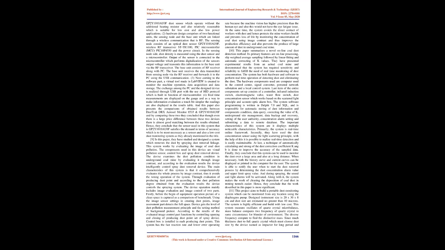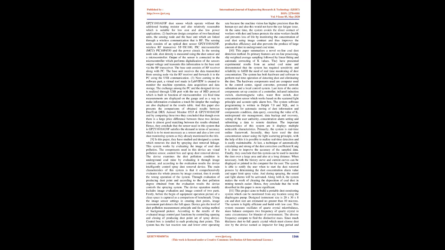9. In this paper, they have studied and designed a system which removes the dust by spraying dust removal linkage. This system works by evaluating the image of coal dust pollution. The components used in this device are visual pollution sensor, control box, and spray dust removal device. The device examines the dust pollution condition in underground coal mines by evaluating it through image contrast, and according to the evaluation results the device intelligently controls the spray dust removal device. The main characteristic of this system is that it comprehensively evaluates the whole process by image contrast, thus it avoids wrong operation of the system.